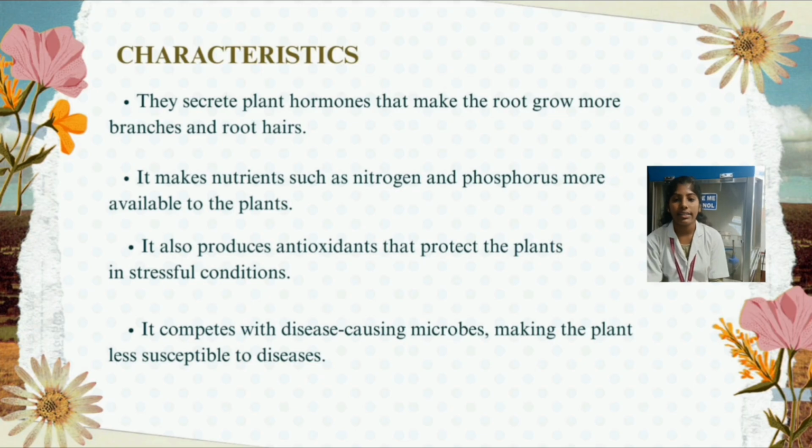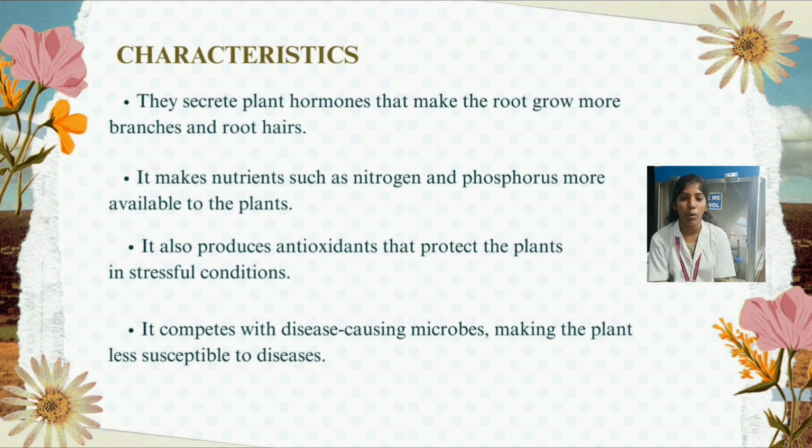Now, the characteristics of Azospirillum. These microbes secrete plant hormones that help the roots grow more branches and root hairs, which enhances nutrient absorption. They also make essential nutrients like nitrogen and phosphorus more available to the plants. In addition, they produce antioxidants that protect the plants during stressful conditions.